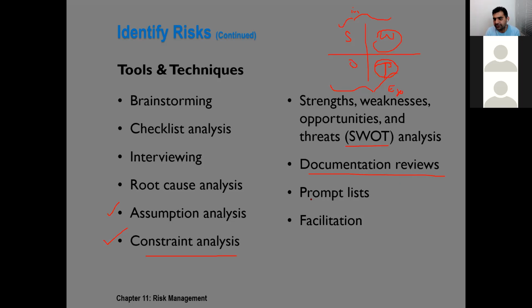Similarly, the prompt lists. We talked about the prompt lists. Anybody use prompt list before?